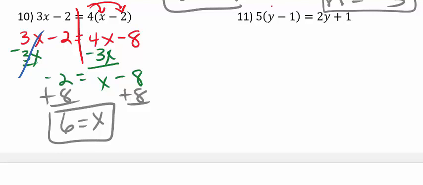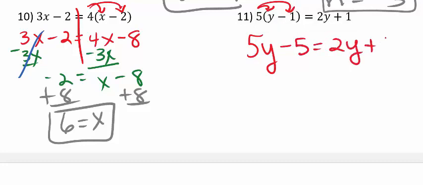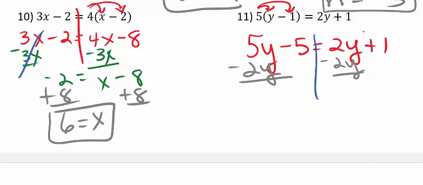In number 11, we're also going to get rid of this parentheses by using the distributive property. So 5 times y is 5y, and then we have to do 5 times the negative 1, which will give me a minus 5. Rewrite the rest. Now I have y's on both sides of the equation. So I'm going to move this 2y over to the left by subtracting 2y from both sides. And then this 2y minus 2y goes away. 5y minus 2y is 3y.